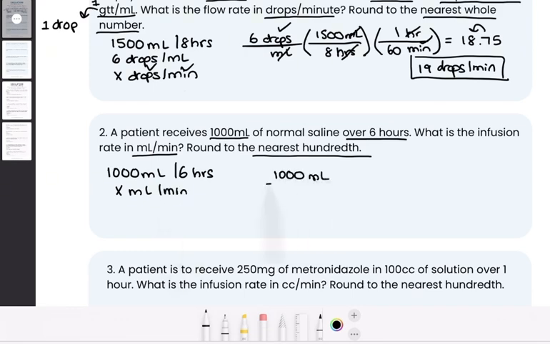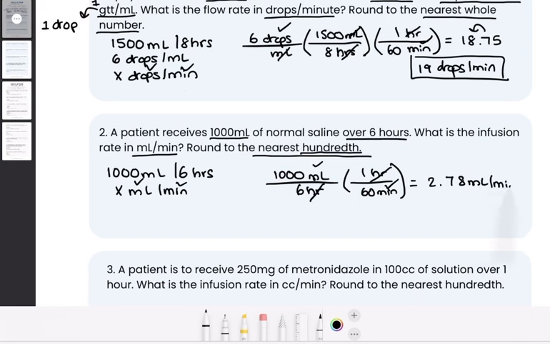So 1,000 milliliters over 6 hours is converted to milliliters over minutes. Your units match. Go ahead and divide. And your answer here is 2.78 rounded to the nearest hundredth value. That's 2 decimal points. And your units again are milliliters per minute.